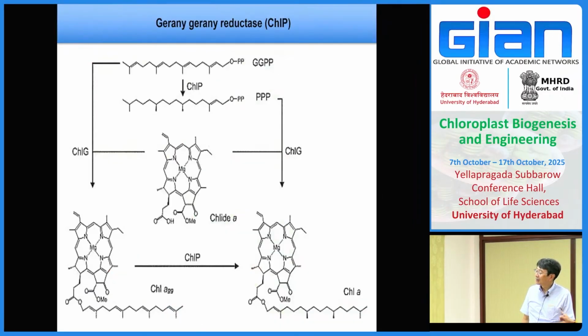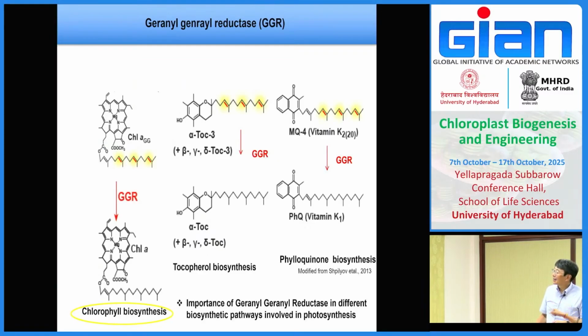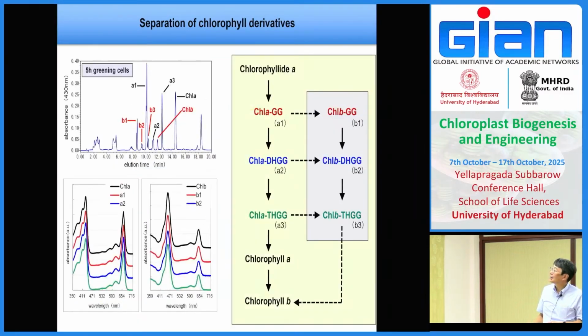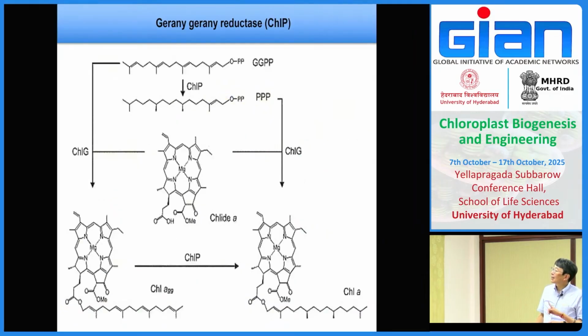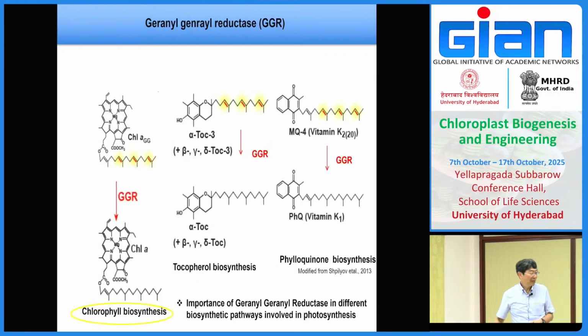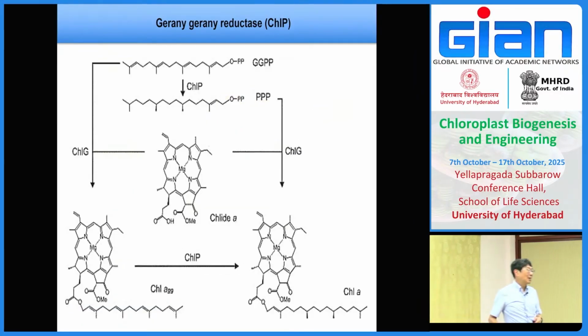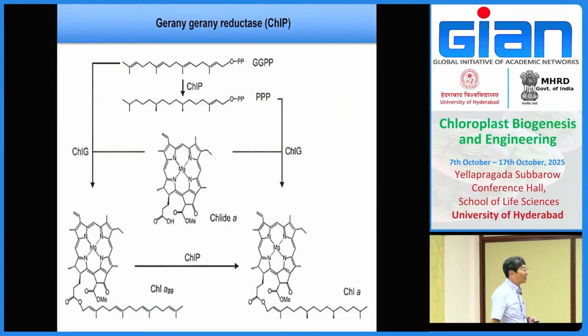Sorry. Geranyl and geranyl both are same or different? Geranyl reductase, oxidoreductase. The headings, are they both same? Above? Geranyl reductase. CHLP. That's it. This is the name of the enzyme, and this is the name of the enzyme gene. CHL is the gene involved in the chlorophyll synthesis.